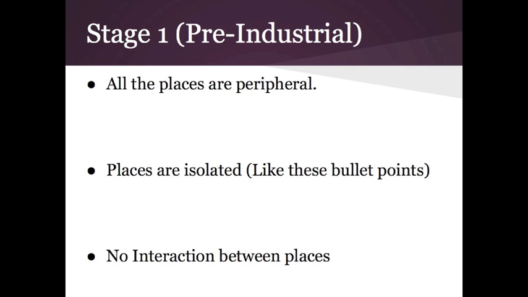The Friedman stages of growth has a total of 4 stages. The first stage is the pre-industrial. In this stage, all places are peripheral, which means they are agricultural. There are no cores, the places are isolated, and each place doesn't have interaction with another.